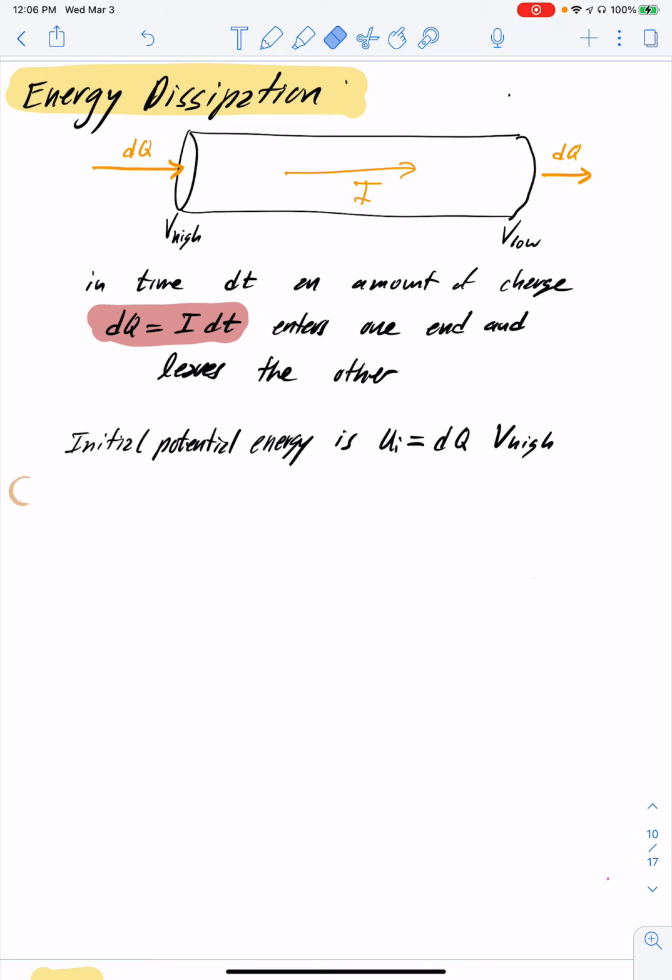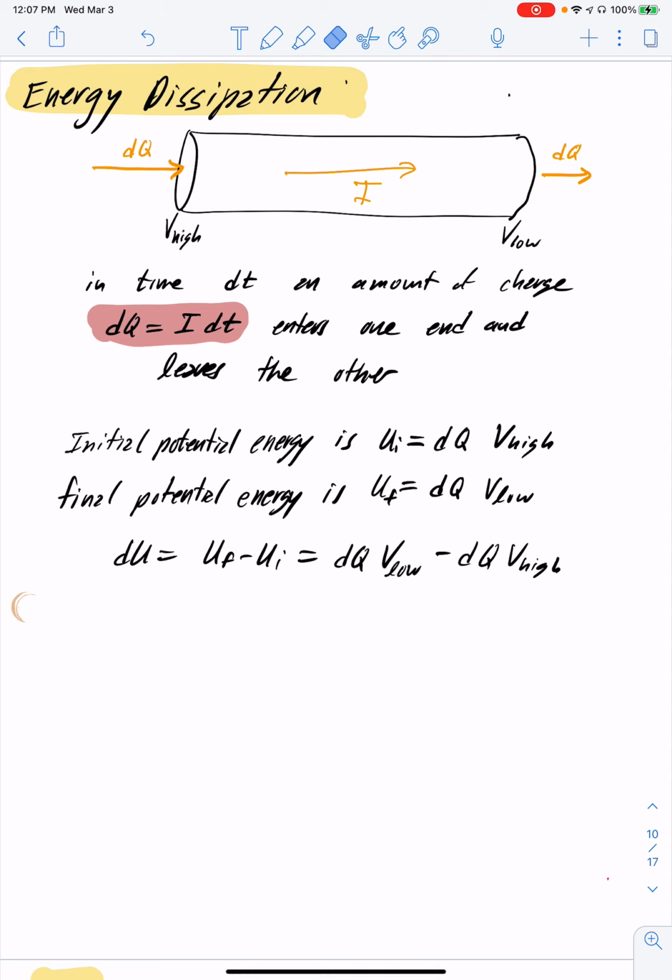Now the initial potential energy of the charge going in is the amount of charge times the potential, so the voltage at the left end. So we'll call that V high because it's at a higher potential. While the potential energy at the other end is the same charge times the potential at that end. So that we can find the change in the potential is just the charge times the difference in potential from one end to the other.